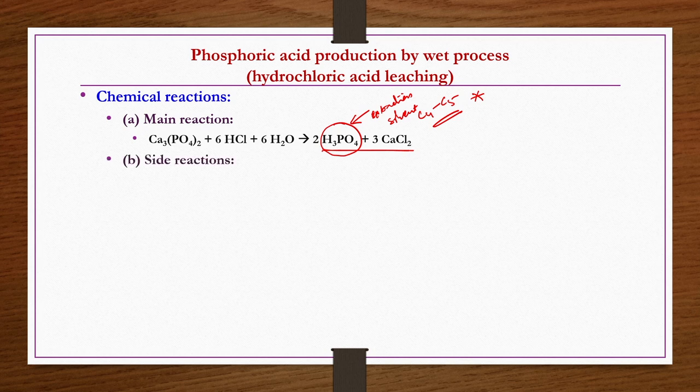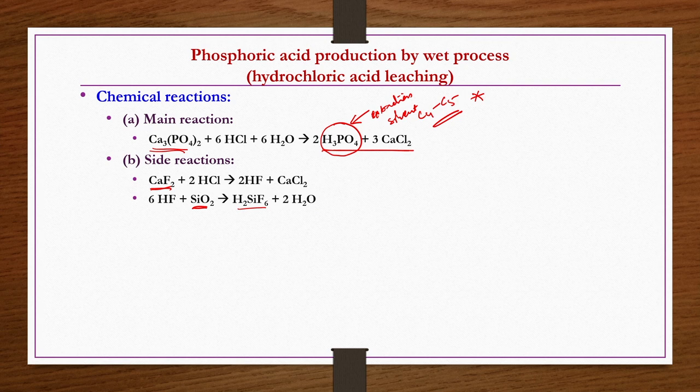Side reactions: calcium fluoride reacts with hydrochloric acid to give hydrogen fluoride, and this reacts with silicon to give H2SiF6 and water. All these things are present in the rock, because phosphate rock is actually a fluorapatite mineral, which also has fluoride. So all these reactions are possible, but primarily this is the reaction you should concentrate on, and make sure it progresses at a better pace compared to the others. So the process operation, in terms of control of the flow rates of the acids, temperature, etc., has to be done so that this reaction predominates.